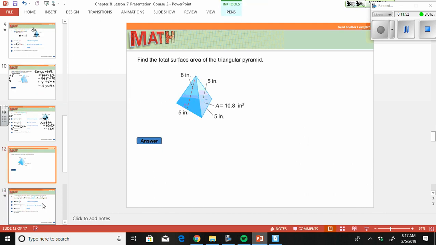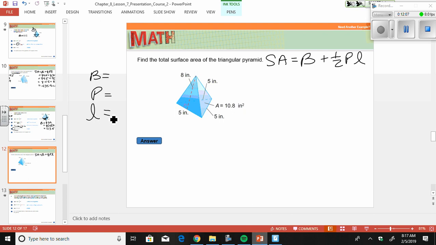Finding all of that information again. So surface area is equal to the area of the base plus 1/2 the perimeter times the lateral height. So finding that information, big base, perimeter, lateral height. Well, lateral height, I can see here, is 8 inches because it runs up the side of the pyramid. I have a perimeter of 5 by 5 by 5, so 15. And I need to find the area of the base. Well, the area of the base, what kind of base is it? It's a triangle. So the area of a triangle is equal to 1/2 base times the height.